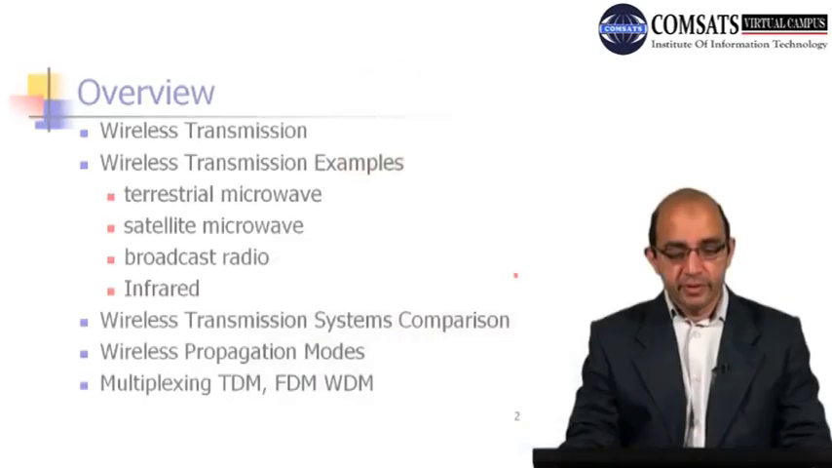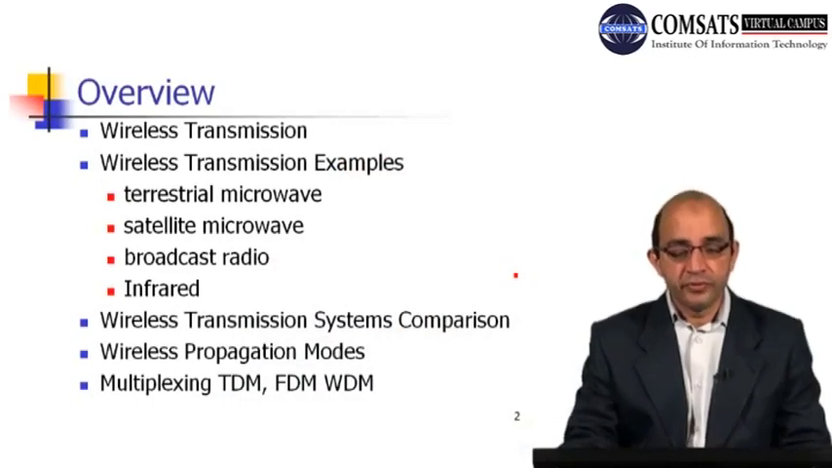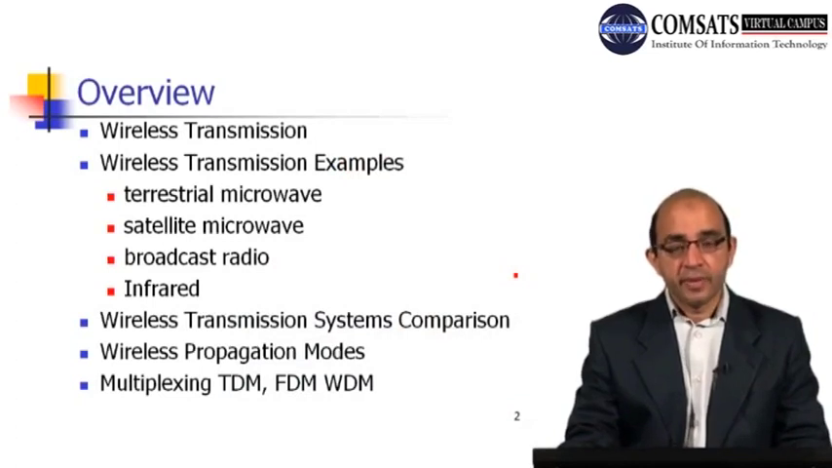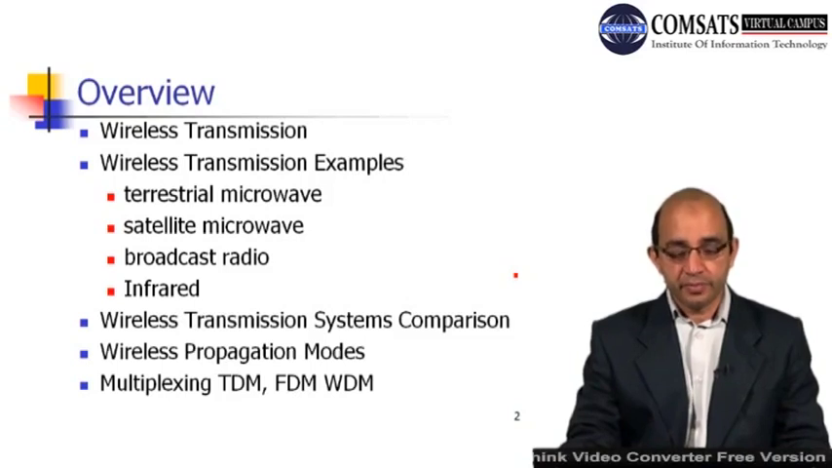So let's start. So this is an overview. First we will talk about wireless transmission media and the methods involved. Then we will take some examples: terrestrial microwave, satellite microwave, broadcast radio, infrared, and we will also compare them. And then we will talk about different wireless propagation modes, and finally we will be talking about multiplexing, that is time division multiplexing, frequency division multiplexing, and wavelength division multiplexing.